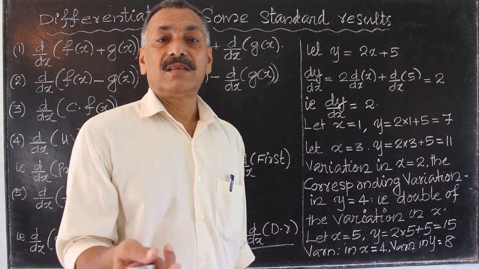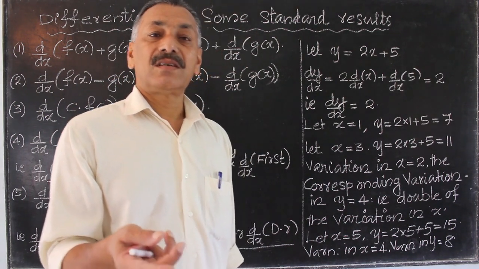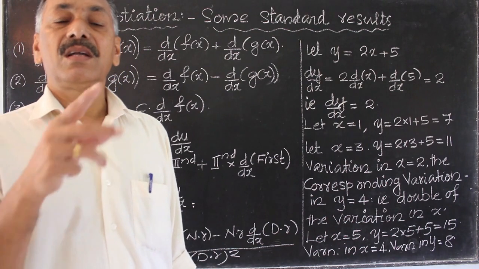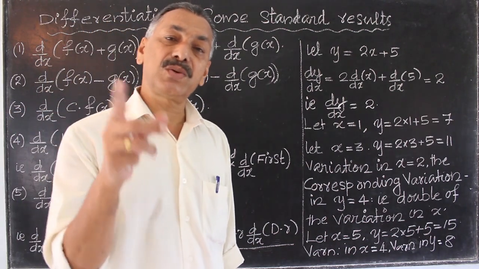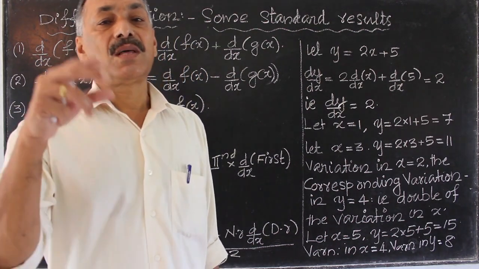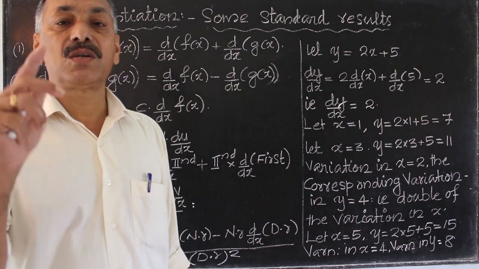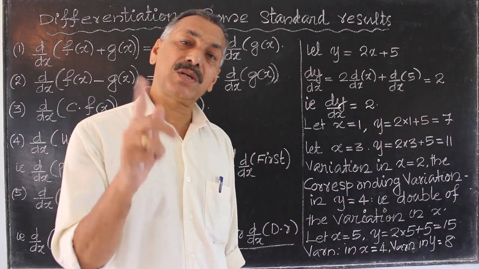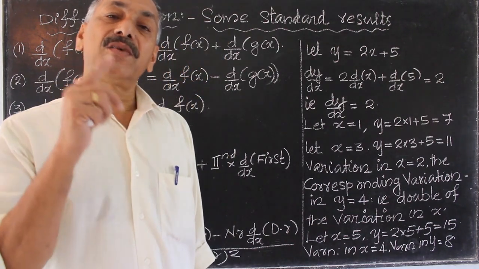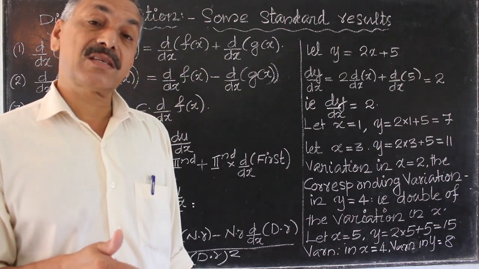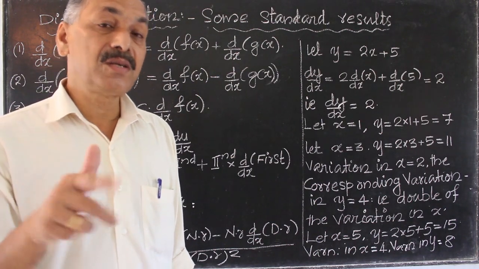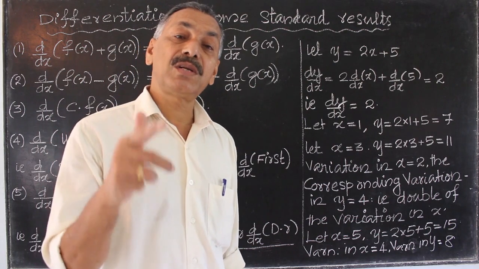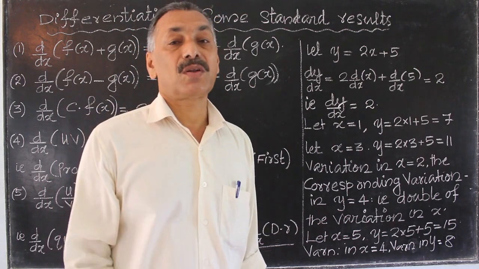Now the inverse trigonometric functions. Derivative of sin inverse x is equal to 1 divided by root of 1 minus x square. Derivative of cos inverse x is equal to minus 1 divided by root of 1 minus x square. Derivative of tan inverse x is equal to 1 divided by 1 plus x square. Derivative of cot inverse x is equal to minus 1 divided by 1 plus x square. Derivative of sec inverse x is equal to 1 divided by x into root of x square minus 1. Derivative of cosec inverse x is equal to minus 1 divided by x into root of x square minus 1.